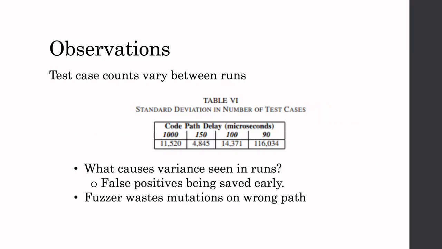So before we start this slide, I want you to take a moment and think: could there be variance between the runs? And if there were, how bad could it be? And what could be causing these variances? I'll give you a few seconds to think about that.